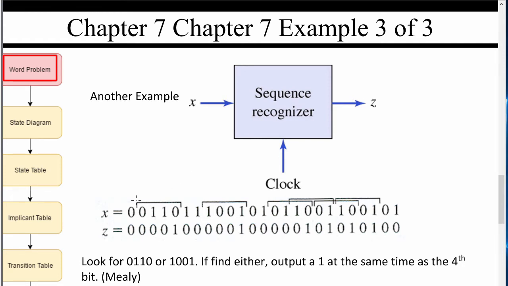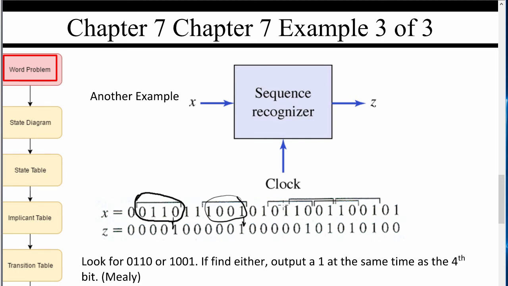Okay, example 3 of 3. Let's look at this. We're going to find a group of 0, 1, 1, 0 and output a 1. So here we got an example. We found a group of 0, 1, 1, 0 and we output a 1 immediately. So that's Mealy. And we find a 0, 1, 0, 0, 1. So the opposite, and we output a 1 immediately.